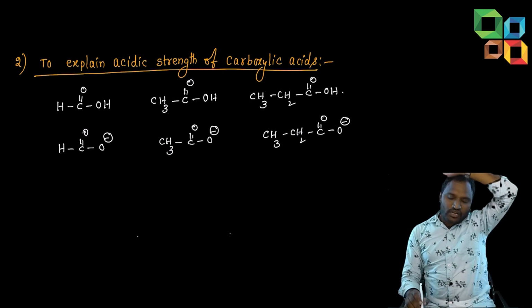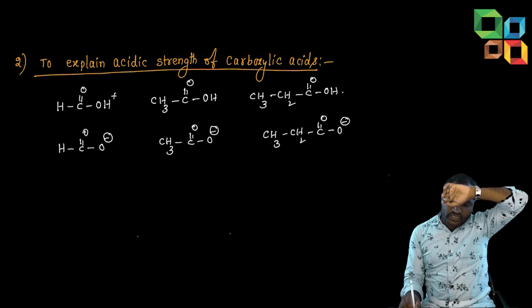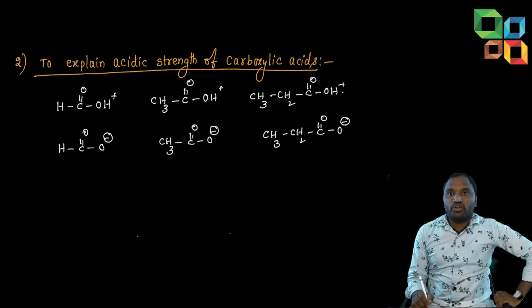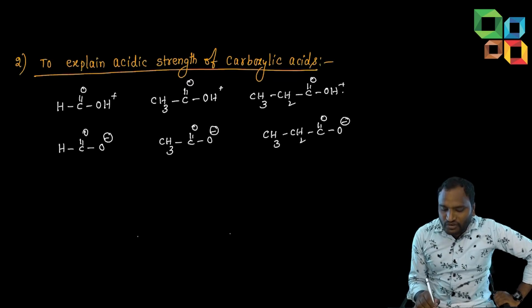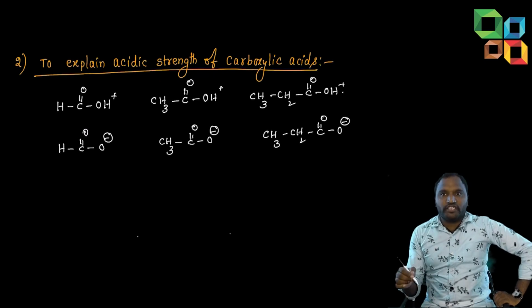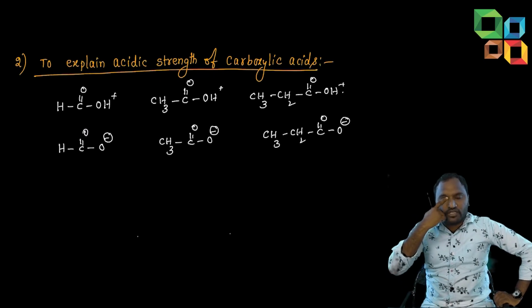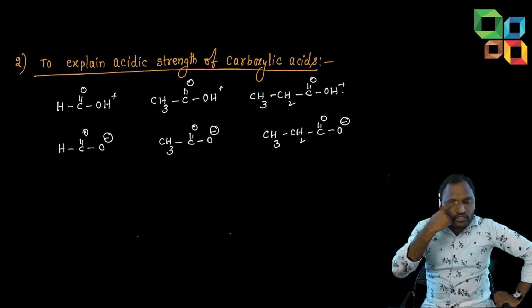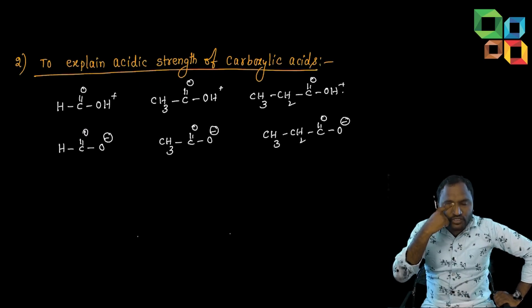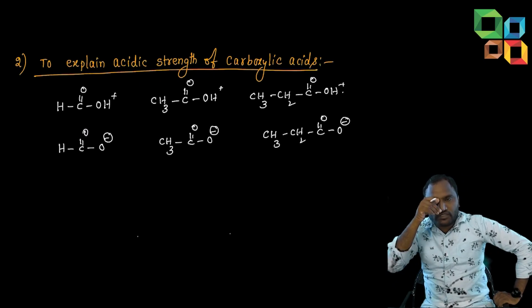See, students, after donating H plus ion, their condition will be like this. Which is more stable, we have to see. This is called conjugate base. After donating H plus ion, whatever negative charge we get, that is called conjugate base. This base is obtained from acid. So in that, whichever is more stable will readily donate H plus ion.